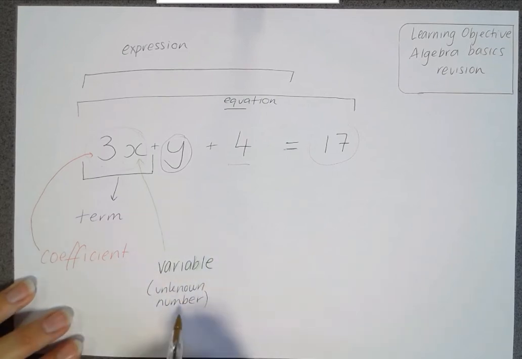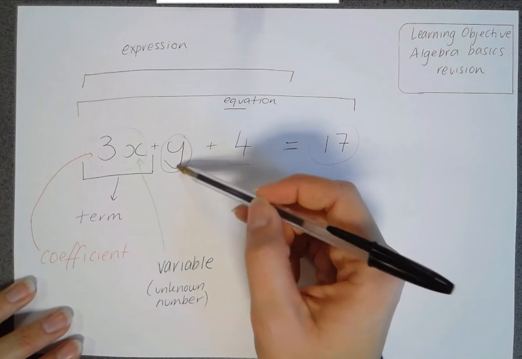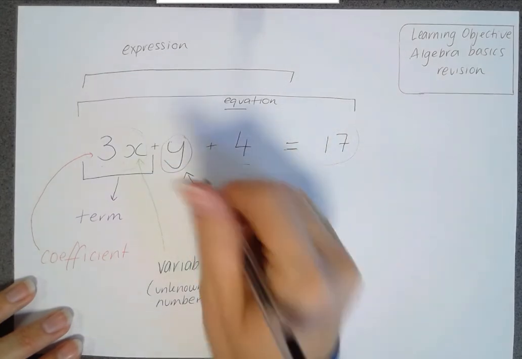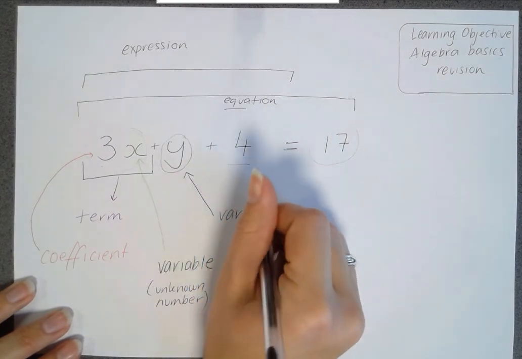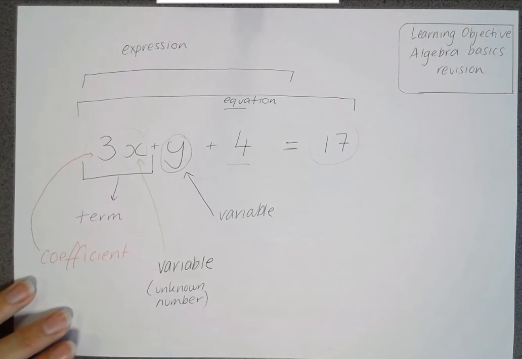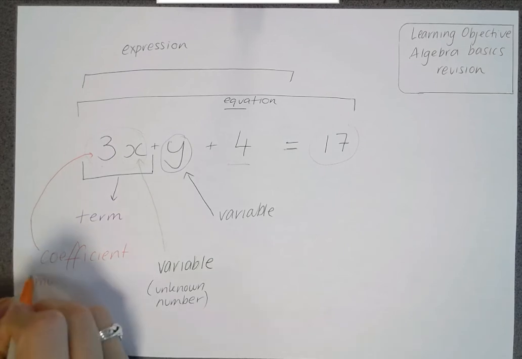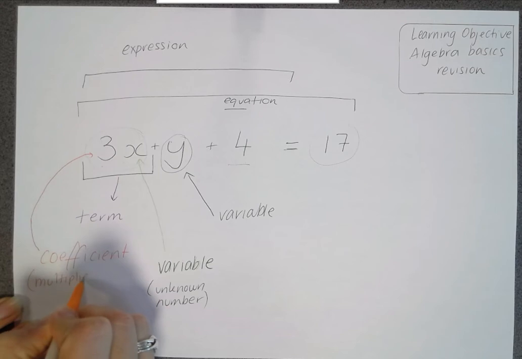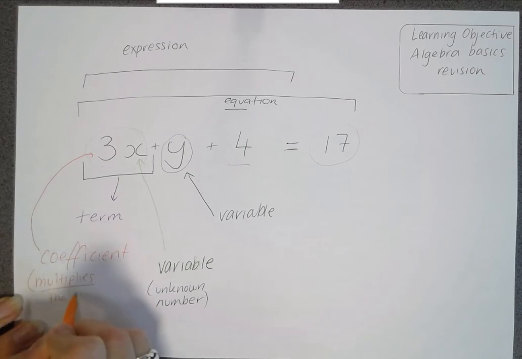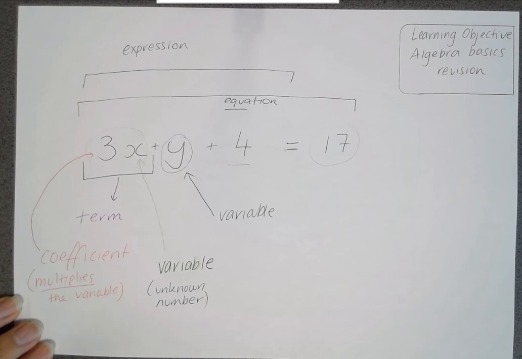What it can't be though is this variable over here. This one is also a variable, but it is actually a different variable, and we represent it with a different letter. So this whole term is made up of a coefficient and a variable, and the coefficient is a number that multiplies the variable. Okay, now in algebra, if we see a number and a letter stuck together, we have to imagine there is a very, very tiny multiplying sign in there.